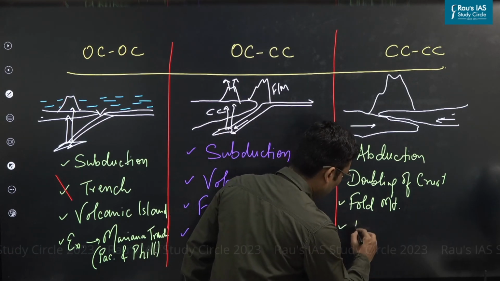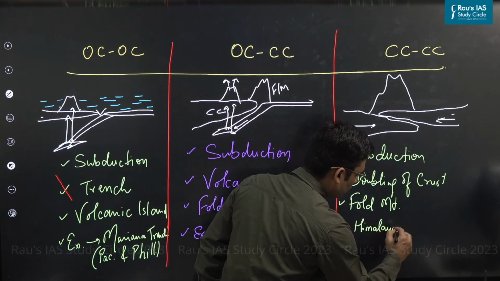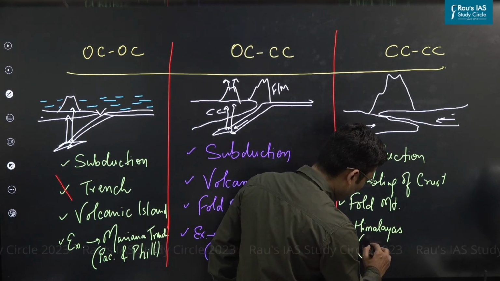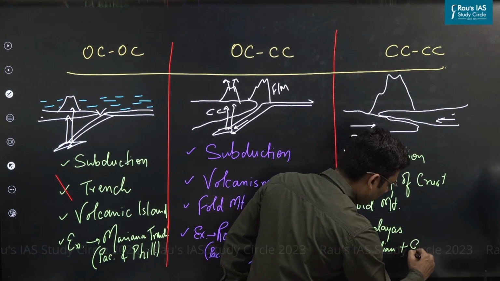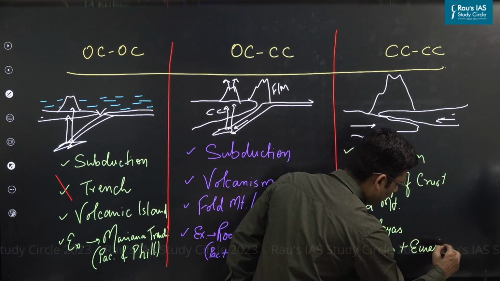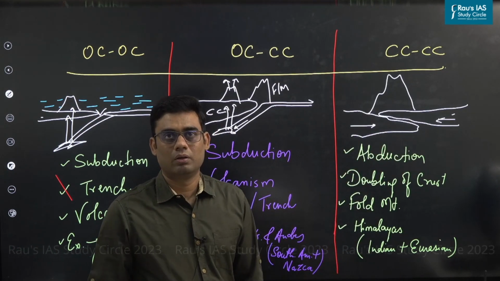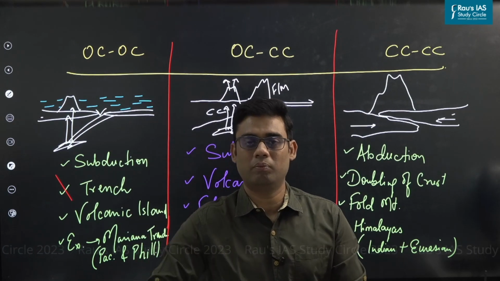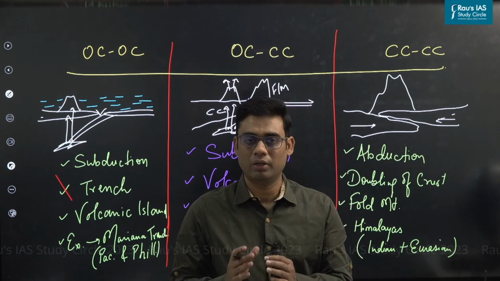And the example that I'm going to take over here would be Himalayas. So Himalayas formation with respect to Indian plate and Eurasian plate. So these are three different types of plate interactions, the convergent plate boundary interaction.